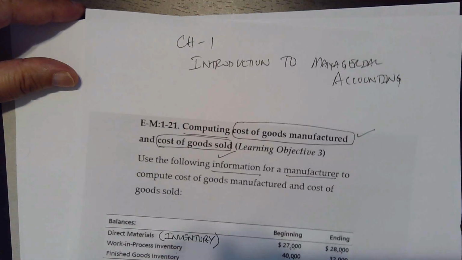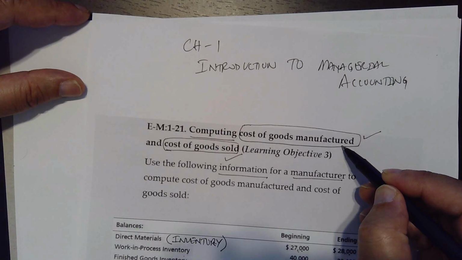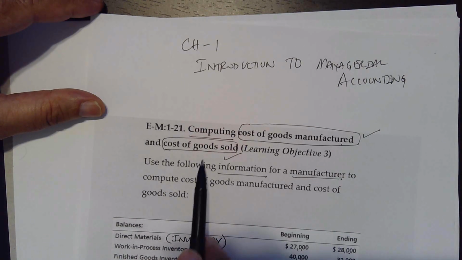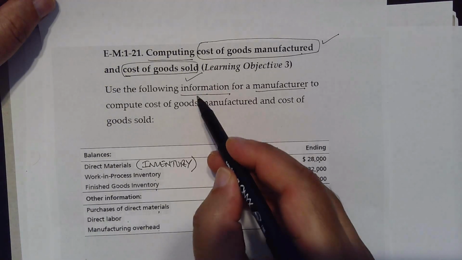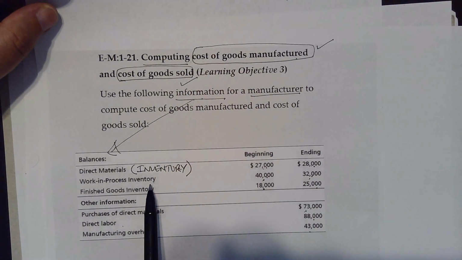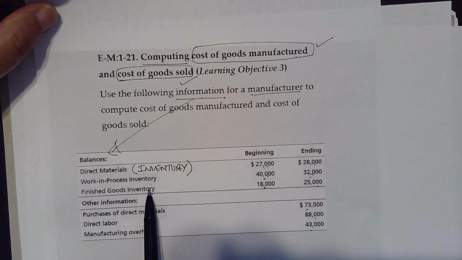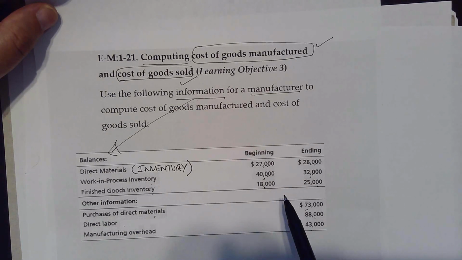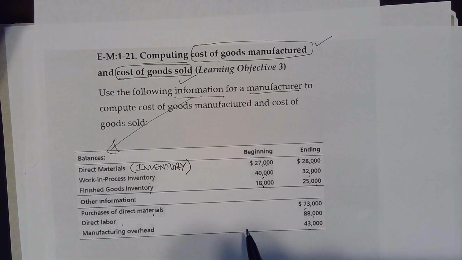In this question we are going to calculate two things. One is the cost of goods manufactured, and we are also going to calculate cost of goods sold. They have provided us information regarding the balances of various accounts. So these three, direct material, work in process, and finished good inventory, are basically three inventory accounts. As you are aware from financial accounting, inventory is an asset.